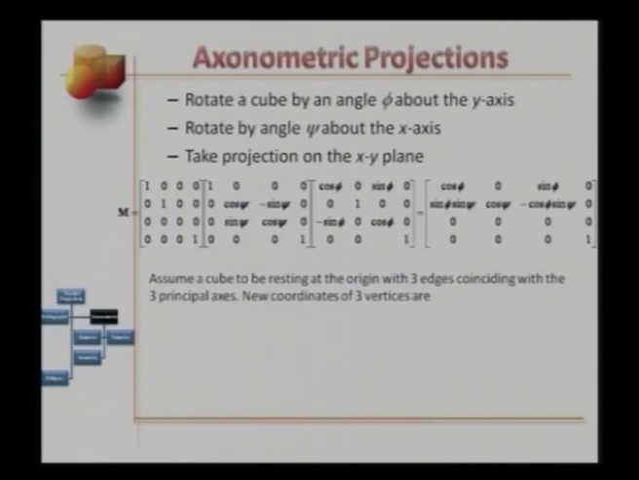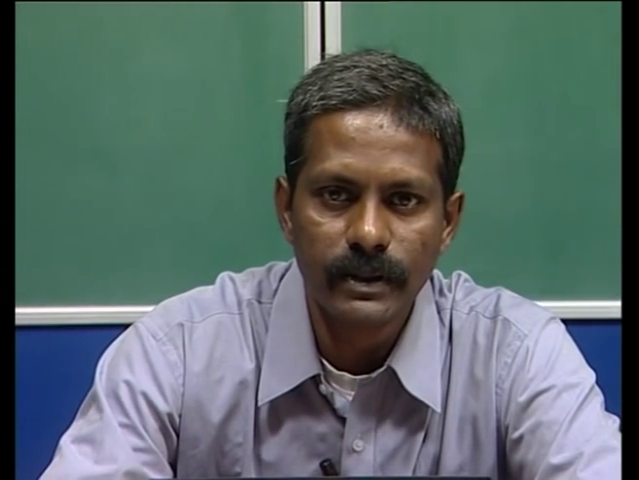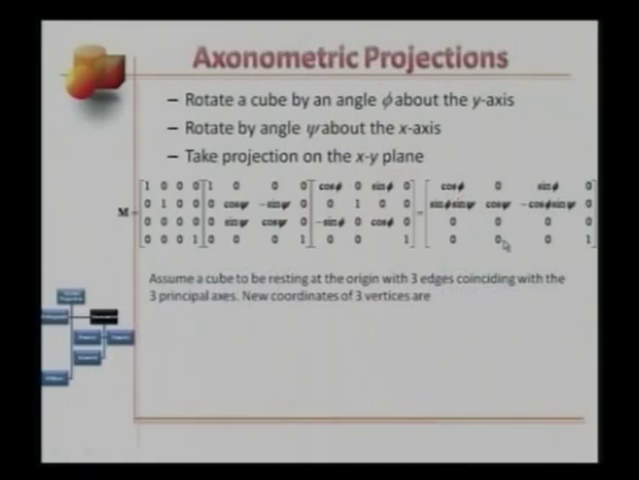We have already said that we assume that a cube is resting at the origin with three edges of the cube coinciding with three principal axes. What would the new coordinates of the three vertices be? Well, we can use transformation. We can use this result here.